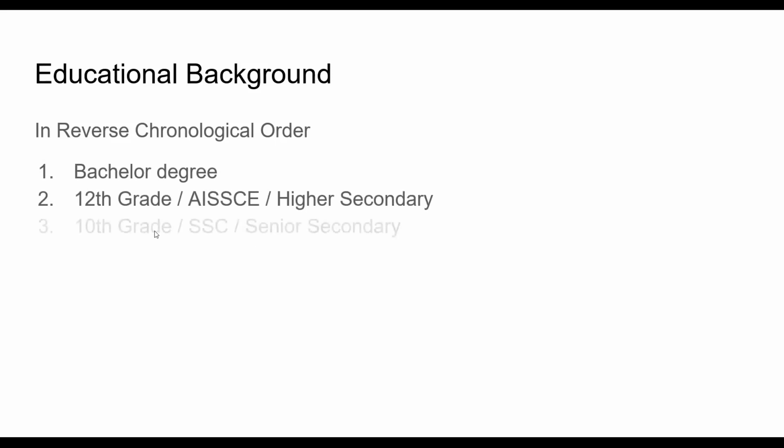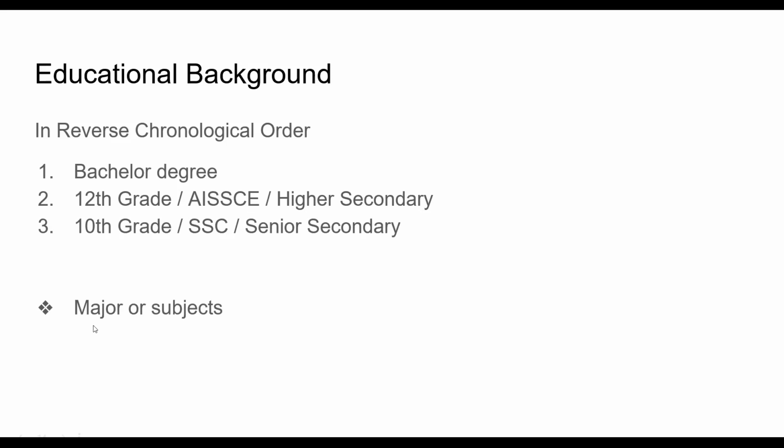So you can mention your bachelor's degree if you have already completed that, and master's, applying for master's. Then you should mention your 12th grade or AISSCE or higher secondary. And the third thing could be the 10th grade senior secondary. I'll also mention that even if you skip mentioning the 10th grade, it's completely fine. You can limit yourself till 12th grade also, and it is completely fine.